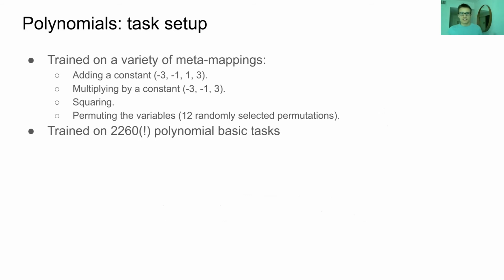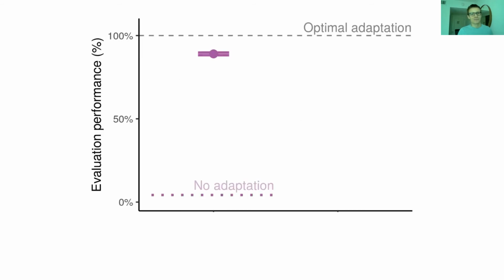So to set up the space of tasks, I trained the system on a variety of metamappings: adding a constant to polynomials, multiplying by a constant, squaring them, and permuting the variables. And I trained it on around 2,200 basic polynomials in order to support all these mappings. We can come back to that large number later if you want. So what I'm going to show you is that the system is able to adapt very well to all of these tasks. This is just an average across all the different types of mappings, but in fact, if you break it down by mappings, it's doing pretty well at all of them, although more complex mappings like squaring are slightly harder than simpler ones like adding a constant.